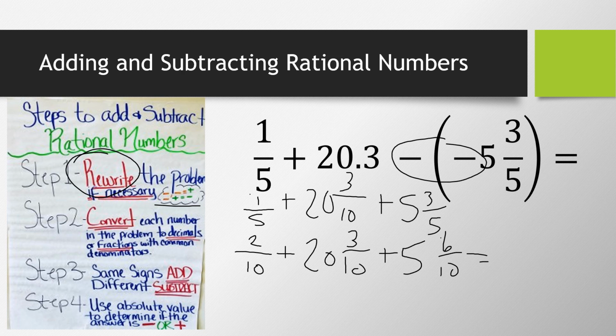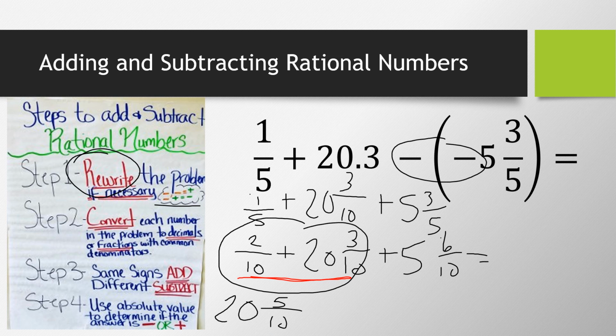So I'm going to start off by adding these two. 2/10 plus 20 and 3/10. That's going to give me 20. 3/10 plus 2/10 gives me 5/10. So now I have the answer to this part. That gives me 20 and 5/10. But I can't forget to add this number. So I'm going to add 5 and 6/10.